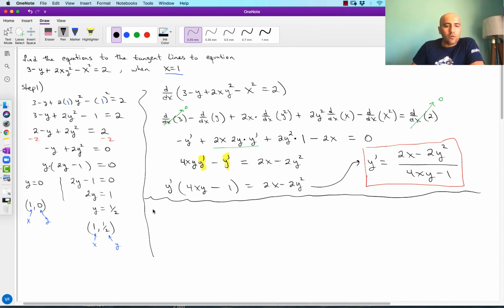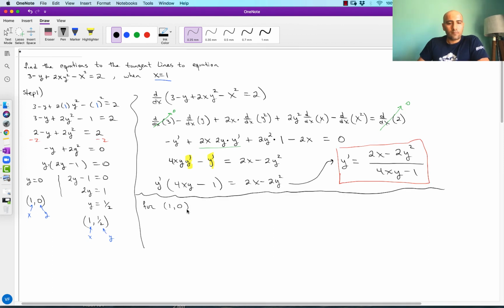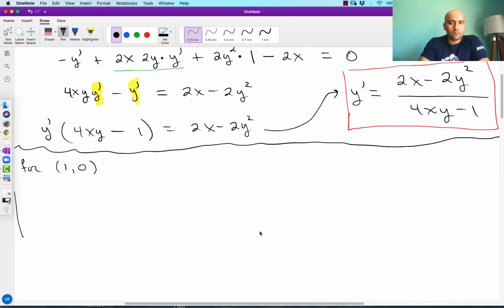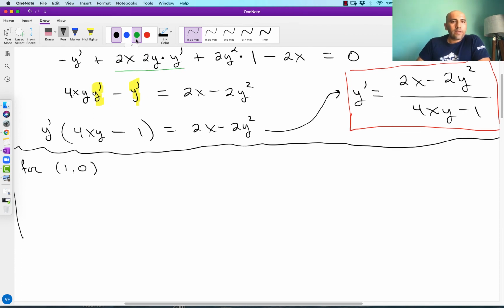Okay, so now for the point (1, 0), let me zoom into there. For the point 1 comma 0, we know that x is 1 and y is 0. And now we can use this formula to find the slope of the line tangent at that point, the derivative.